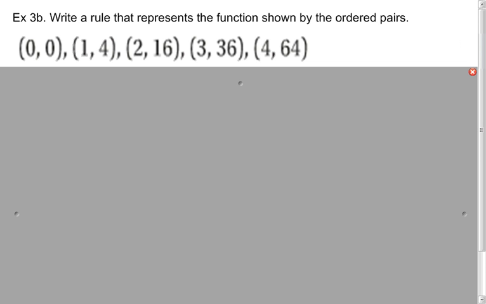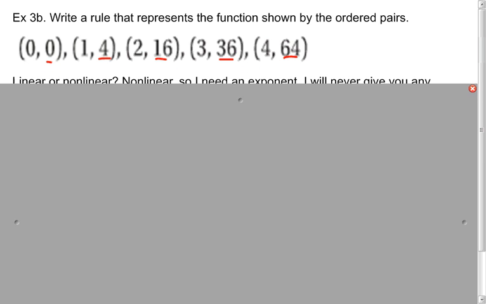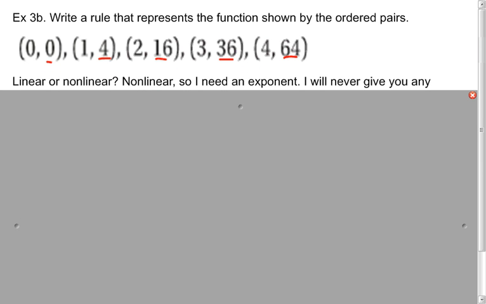Another example of something like that. Write a rule that represents this function. Look at my y values again: 0, 4, 16, 36, 64. Is each one of those going up by the same amount each time? No, it's not, which means that it's going to be nonlinear. I'm going to need an exponent of some sort.